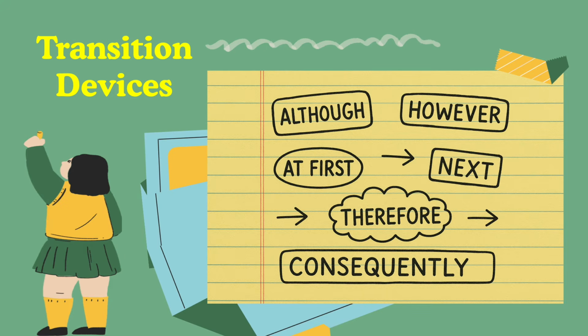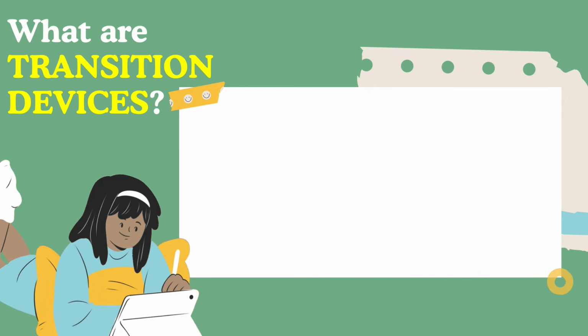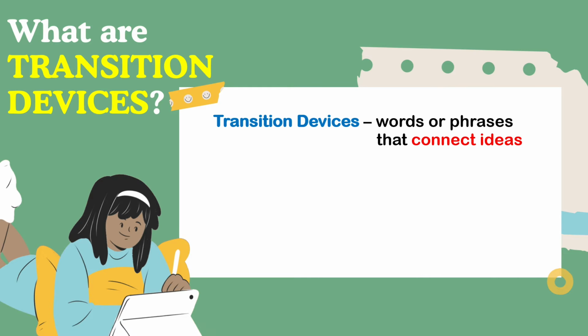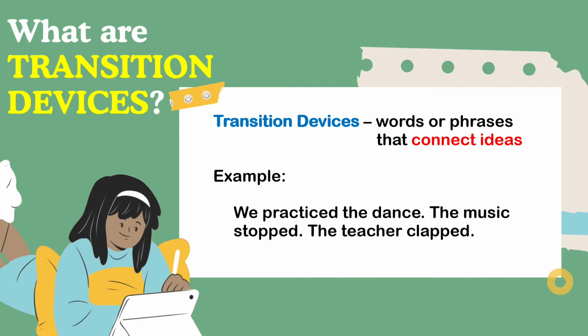The next linguistic feature is called transition devices. Transition devices, or simply transitions, are words or phrases that connect ideas so your writing flows smoothly. For example, first, then, meanwhile, suddenly, and finally. For example, we practiced the dance. The music stopped. The teacher clapped. Naintindihan niyo ba? Maybe, but without transitions, it feels choppy.